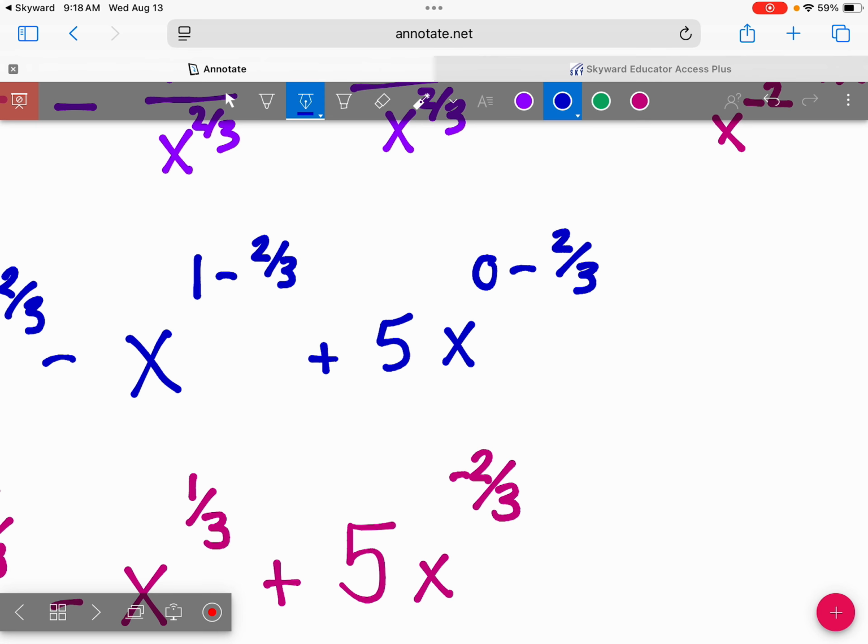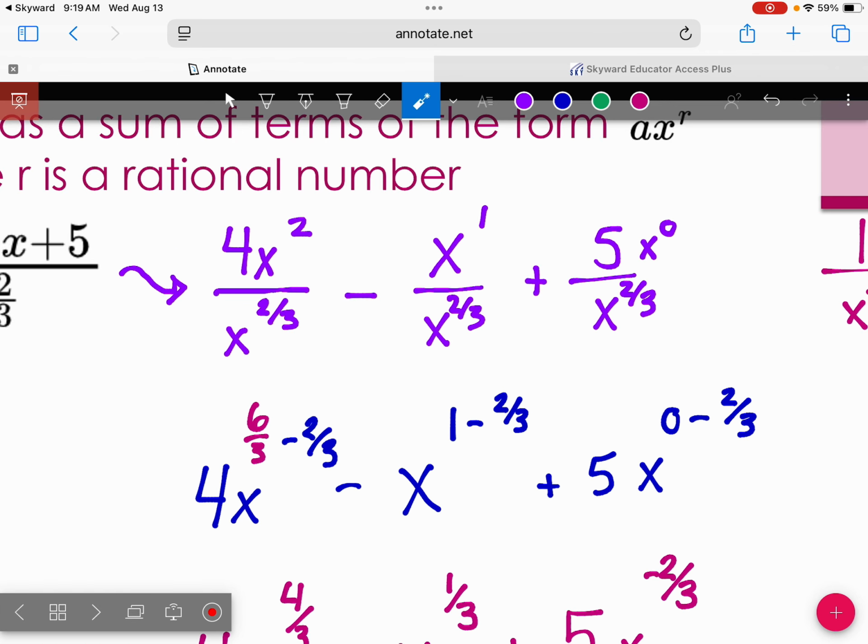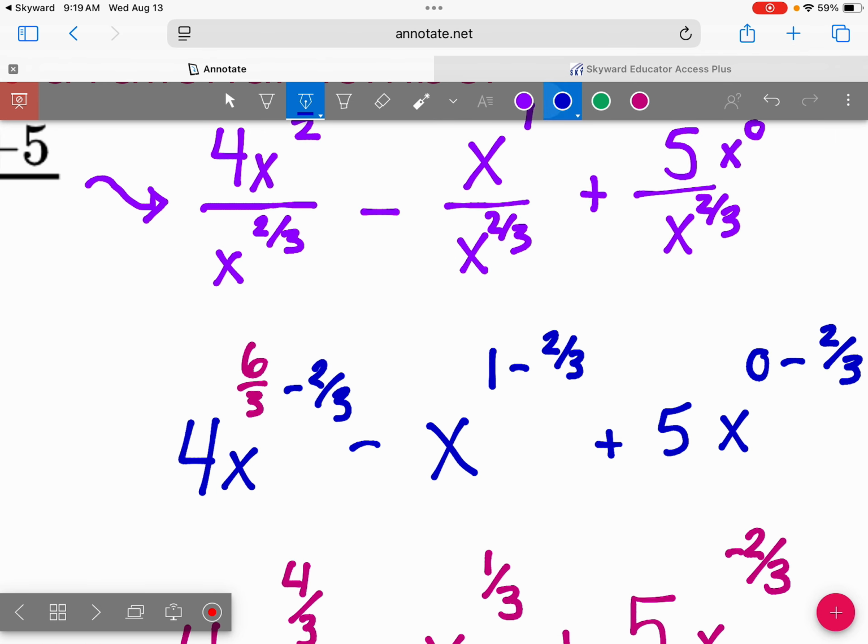What happened to the x's on the denominators in the other two fractions? They got combined together in here. We subtracted our exponents. This was our 2 minus the 2/3. So it's our numerator power, the square, minus the 1 from the denominator. The 1 minus the 1 from the denominator. The 0 minus 1 from the denominator. So it's simplifying this in a very weird way.